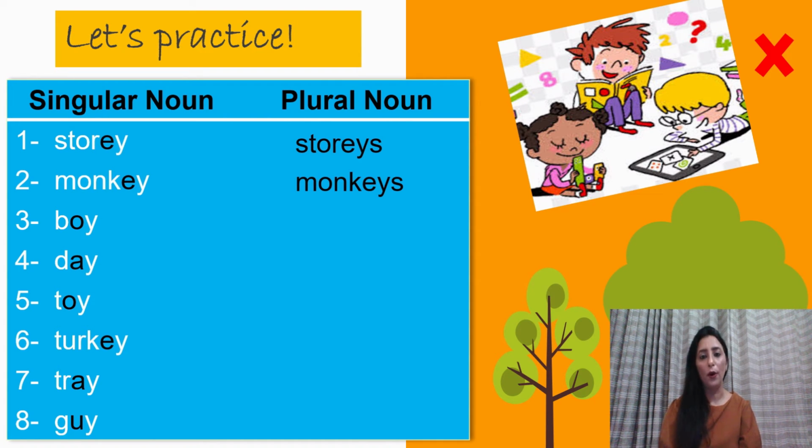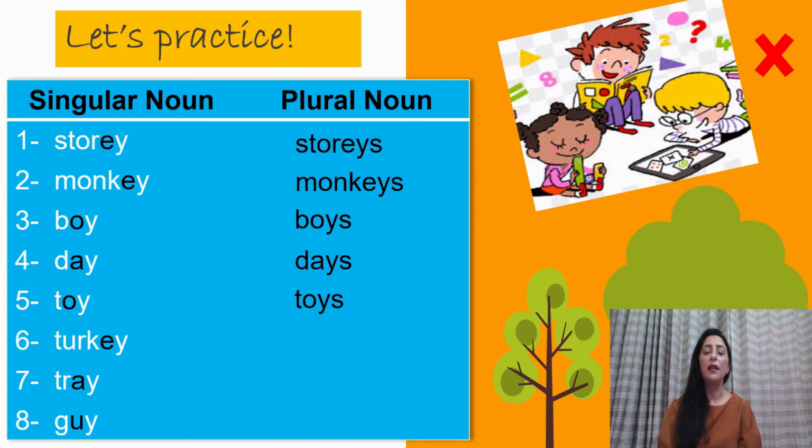Third word is boy. The word boy is ending with Y and has a vowel O before Y. So we're simply adding S to form its plural form. So boy becomes boys. Now the word day, it's ending with Y and has a vowel A before the letter Y. So we're simply adding S to form its plural form. So day becomes days. Toy. The word toy is ending with Y and has a vowel O before letter Y. So toy becomes toys. The sixth word is turkey.